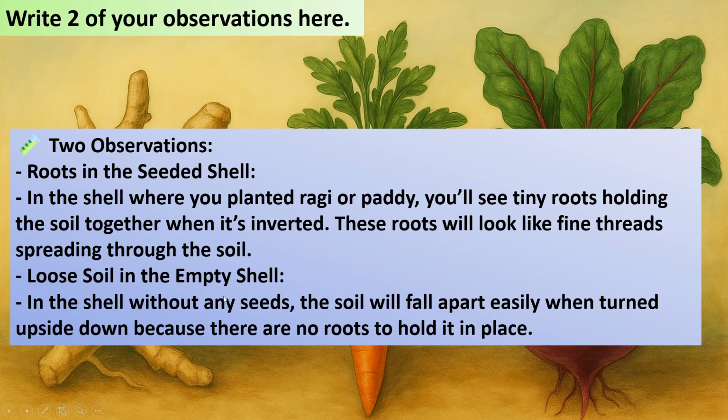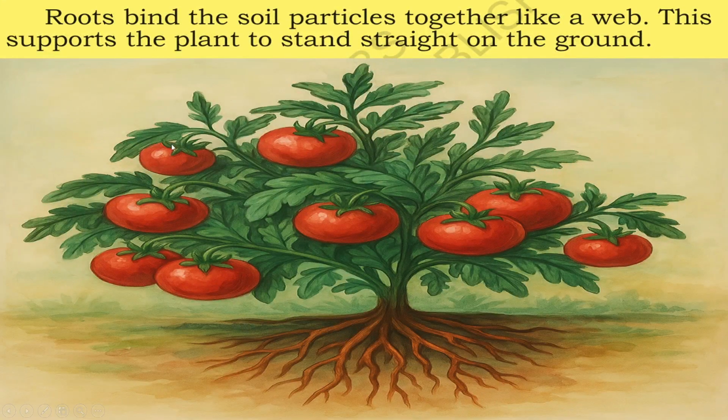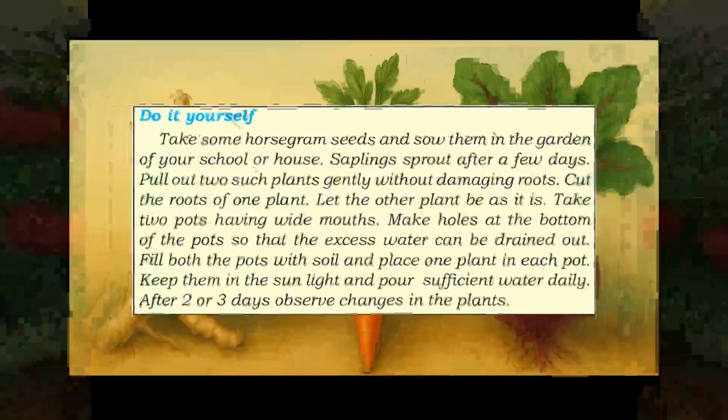Loose soil in empty shell. In the shell without any seeds, the soil will fall apart easily when turned upside down because there are no roots to hold it in place. Roots bind the soil particles together like a web. This supports the plant to stand straight on the ground.